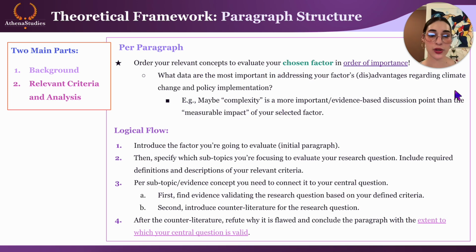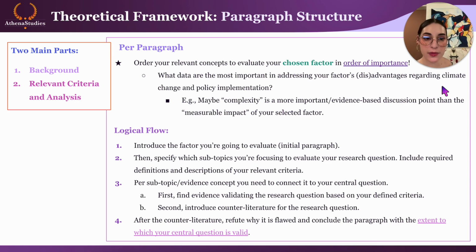So maybe you have 2 factors that you are considering or essentially grading your research question on, which are complexity and measurable impact, and you find that complexity is a more important, evidence-based discussion point, then I would recommend putting that one first in a paragraph and then another paragraph below for measurable impact. That would be my recommendation in terms of the actual paragraph order.